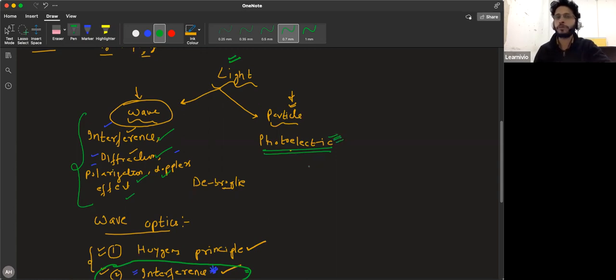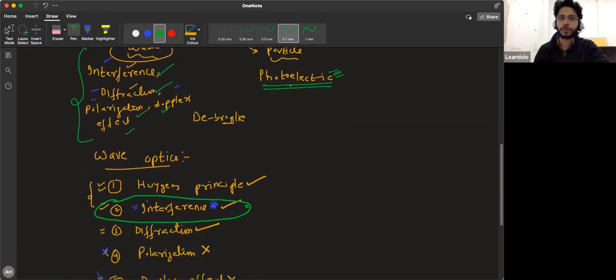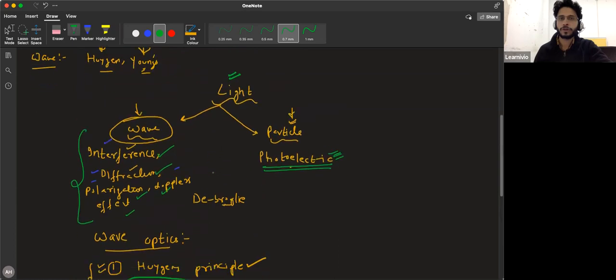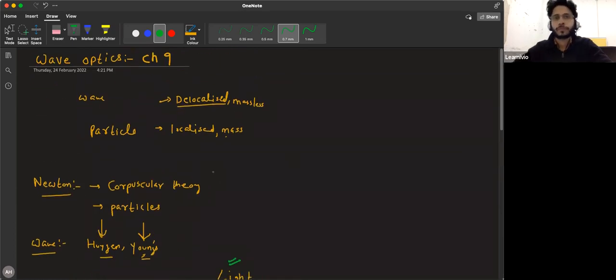So currently we are doing wave optics. We'll be discussing these phenomena. In wave optics, we have these 5 chapters. Out of this, the fourth and fifth are not in your syllabus now. Only 3 are there. Please note it down. Then we'll start with the first chapter, Huygens principle. That's wave optics, chapter number 9.